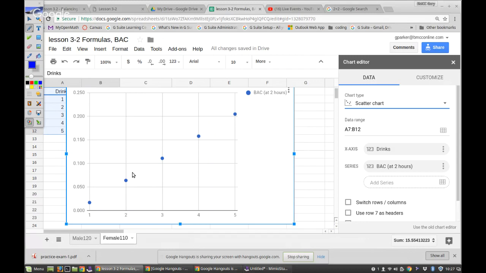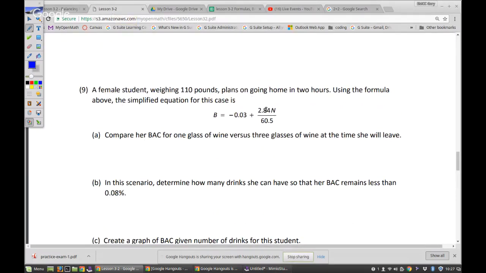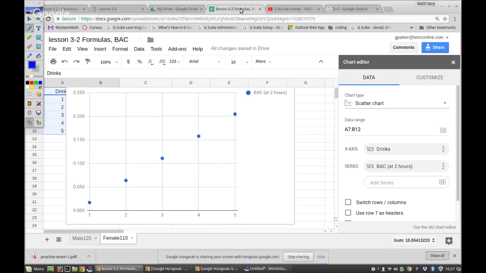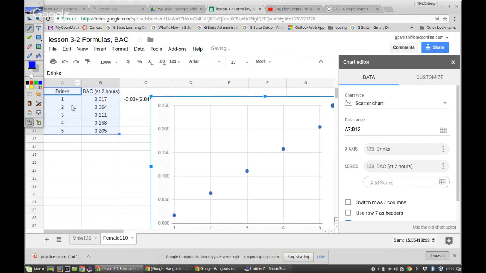Oh, we're changing the number of drinks then. So yeah, for this woman, this is important. In this case, the formula is set up so that 2 hours have gone by, that's where the negative 0.03 comes from. And then we're letting the number of drinks vary. So notice in my spreadsheet, drinks is my column for the X values, and then I'm calculating the BAC. And I'm measuring her BAC at 2 hours. So if she has 1 drink, her BAC 2 hours later will be 0.017.